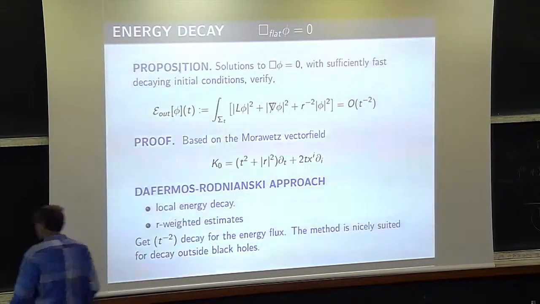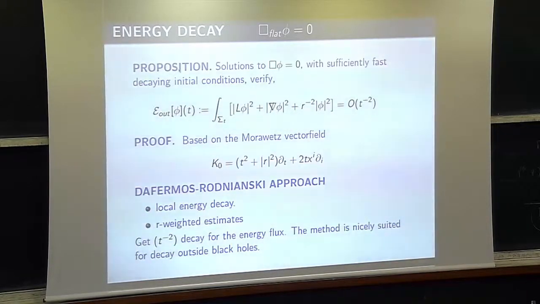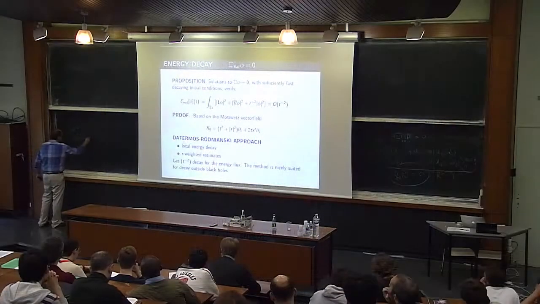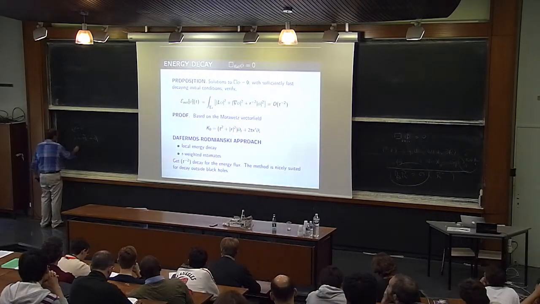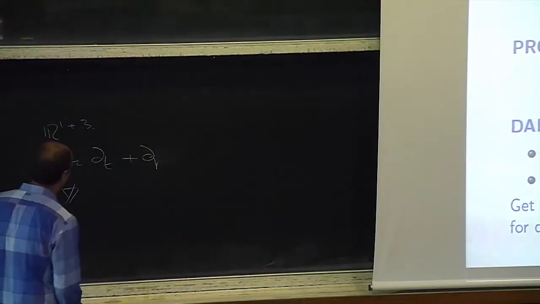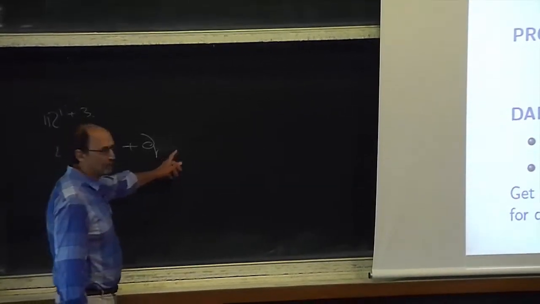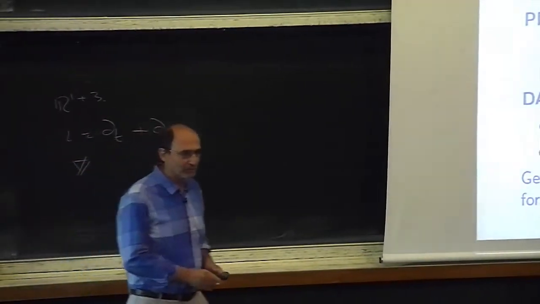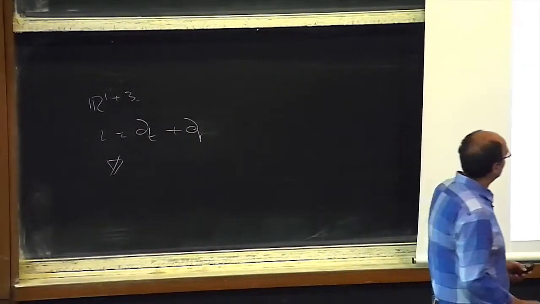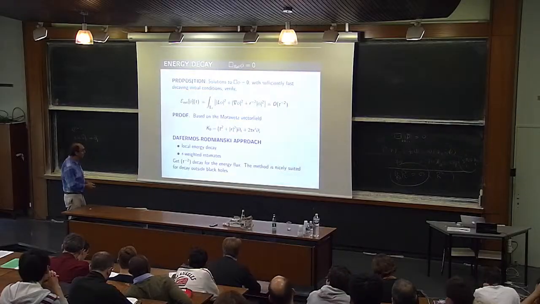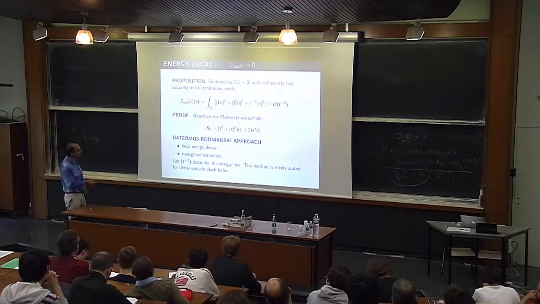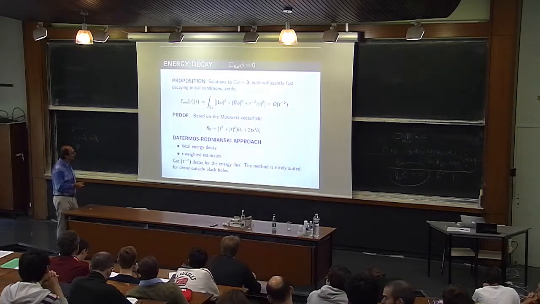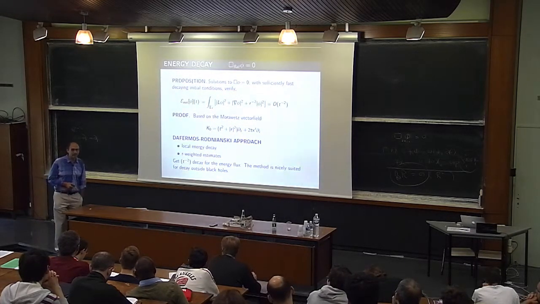So L, so I'm in Minkowski space, right? So I'm in R^{1+3}. So L is dt plus dr. And of course, angular derivatives are angular derivatives relative to theta and phi if I'm in polar coordinates, right? Okay, so this expression, you can show by using this Morawetz vector field that it decays like O of t to the minus 2. Okay? So it decays like t to the minus 2.